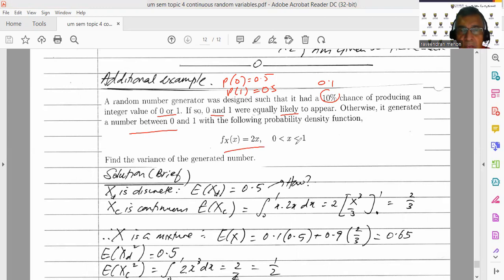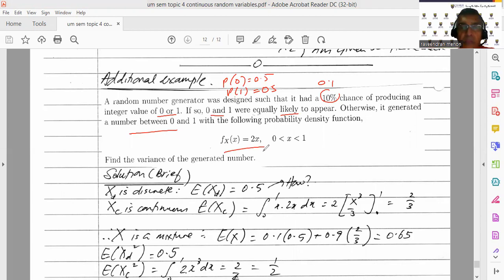Or X values between 0 and 1. Okay, good. So find the variance of the generated number. Okay, so what you need to do in a situation like this is to read the question, maybe read it a couple of times, right? See what is the information they've given us and see what they want us to find.